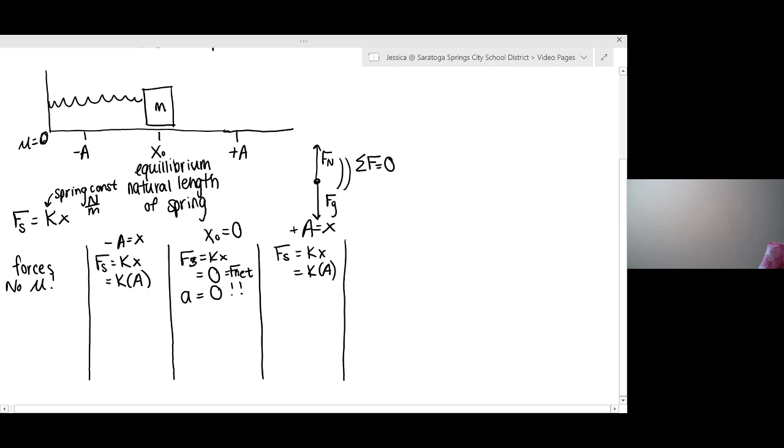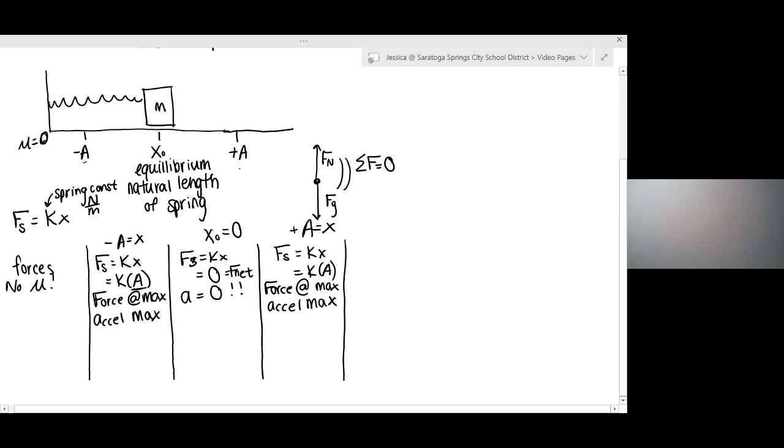At these amplitudes, since A is the largest displacement we get past equilibrium, our forces are at a maximum, which also means that our acceleration is a maximum. That's weird because our velocity is 0 at those locations, but remember, changing direction, which is what we're doing at negative A and positive A, is going to lead to that maximum acceleration.